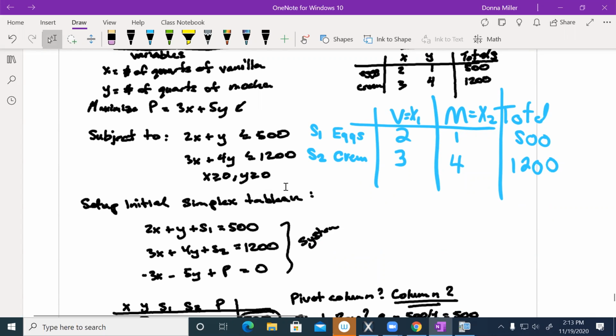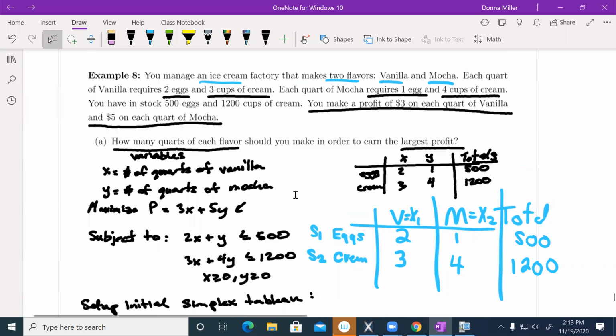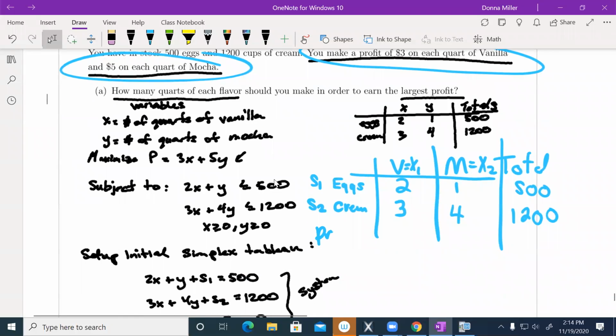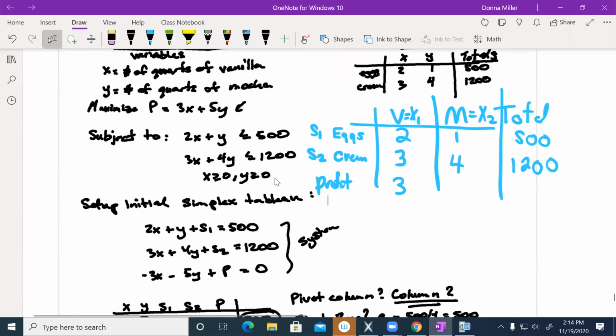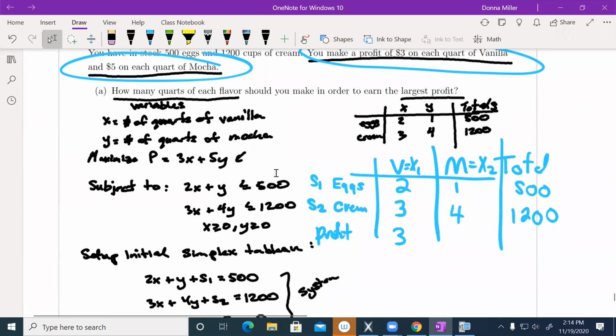So what do I want to tell you guys? Oh, let's talk about the objective. I make a profit of $3 on vanilla and $5 on mocha, so that's your Z. I'm going to put profit here even though it's not going to be an inequality: $3 on a quart of vanilla and $5 on a quart of mocha. I'm going to put a line here because that's your Z.